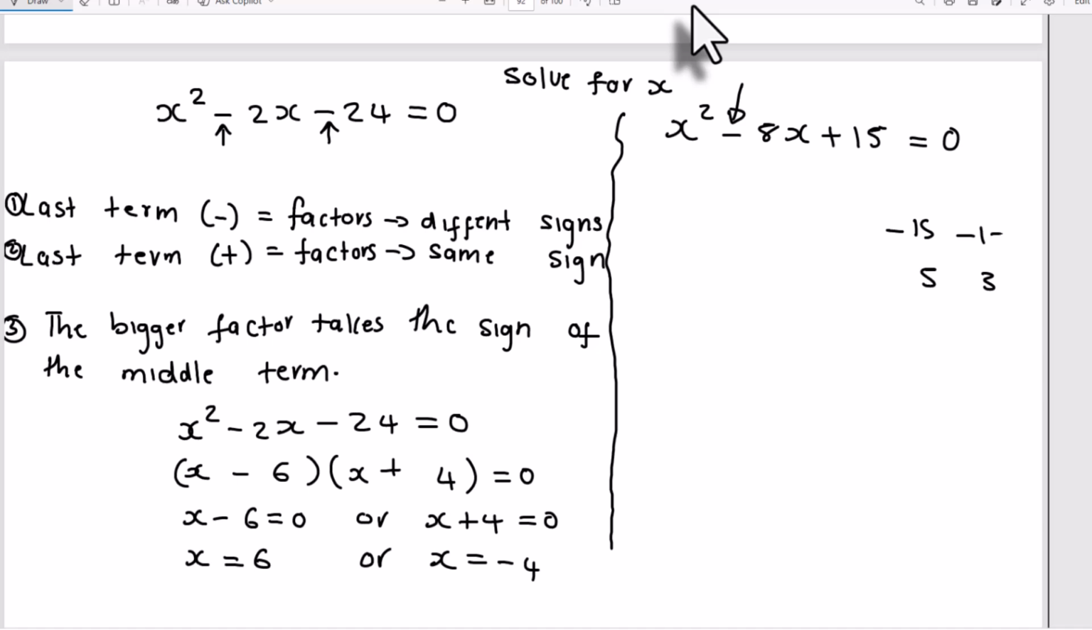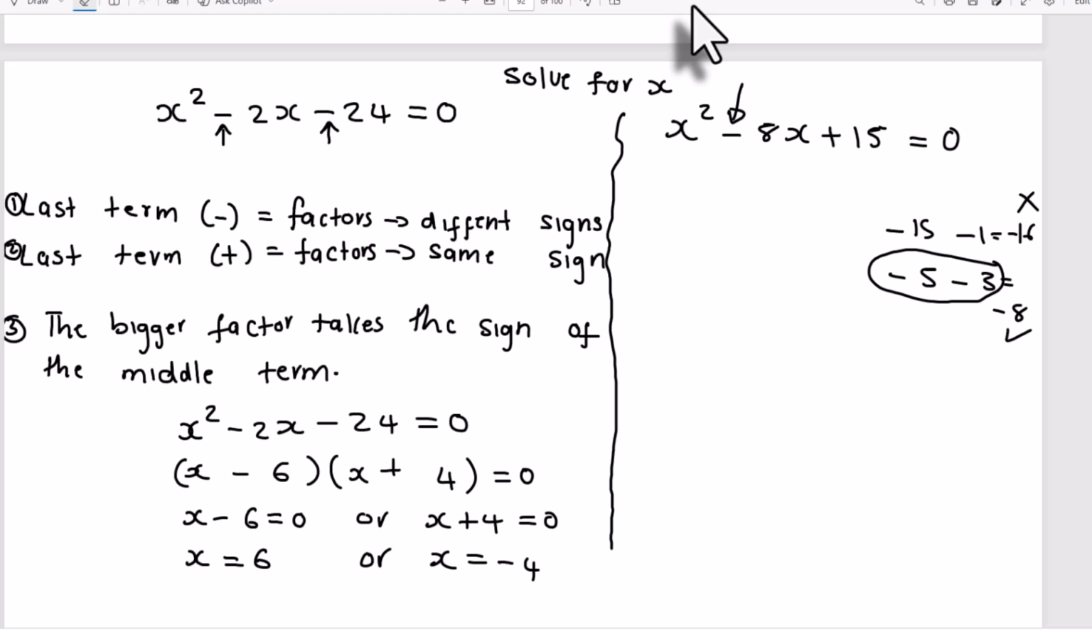Minus 15 minus 1, that's minus 16. So no, our middle term is not minus 16. So minus 5 minus 3, that's minus 8. Yes, our middle term is minus 8. So these are the factors we're going to go with. Let's see how quick it can be when you now understand what we are doing.